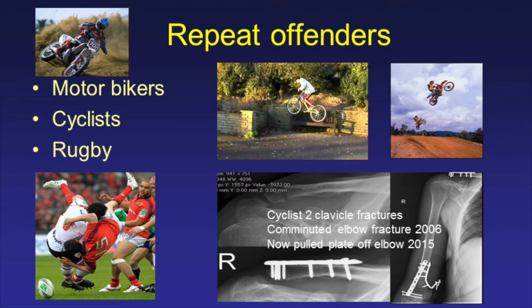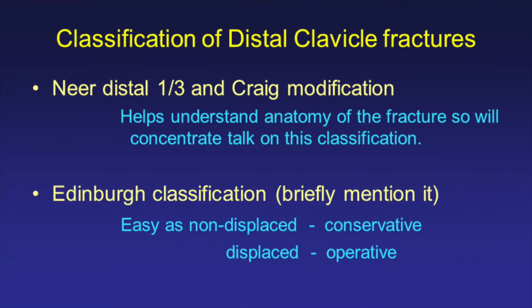As Andrew, I'm sure, will tell you as well, they're repeat offenders, these patients: motorbikers, cyclists, rugby players. This is a patient from the EPIC. He's had 2 distal clavicle fractures, plated twice. He fractured his elbow in 2006, and now in 2015 managed to pull his plate off again.